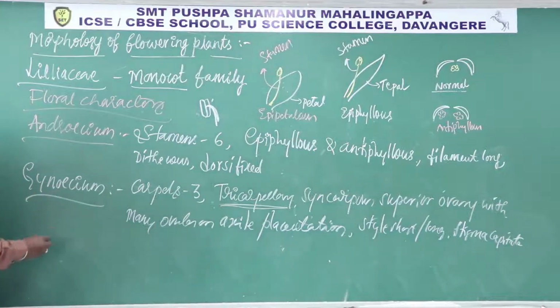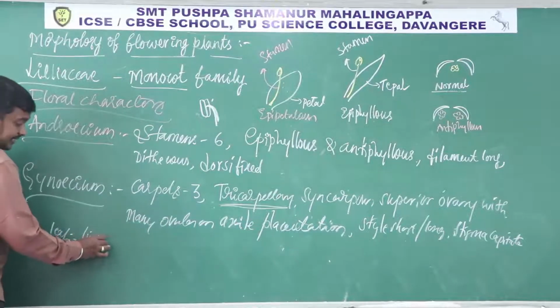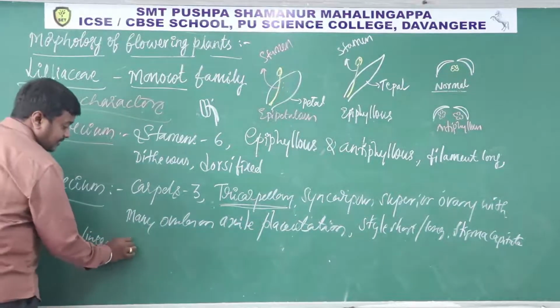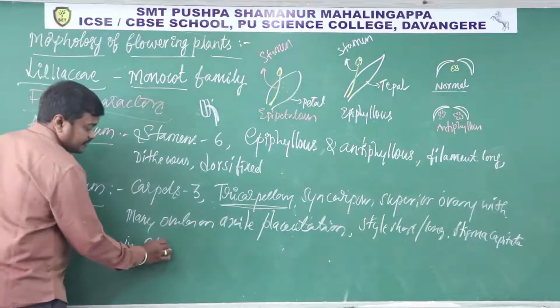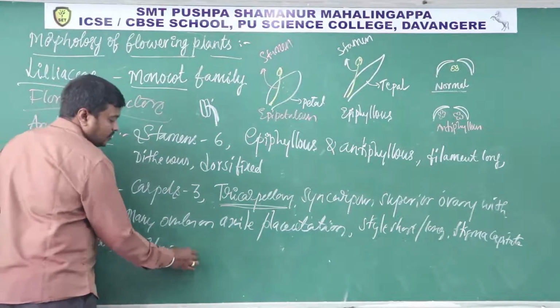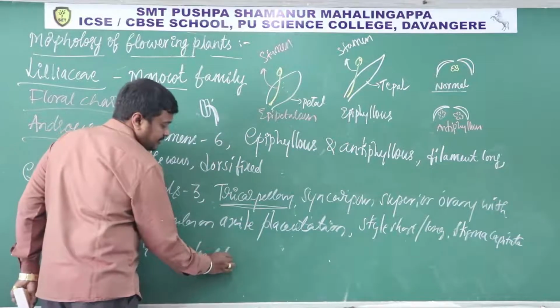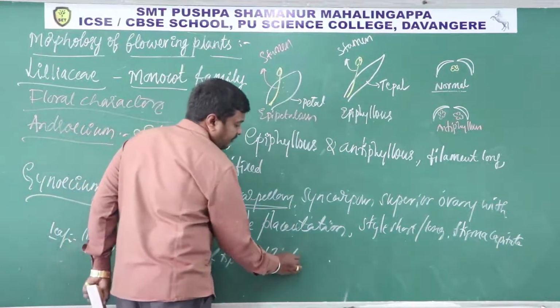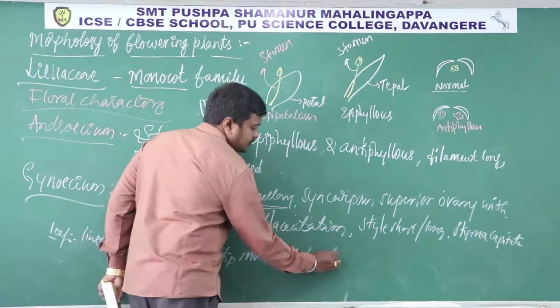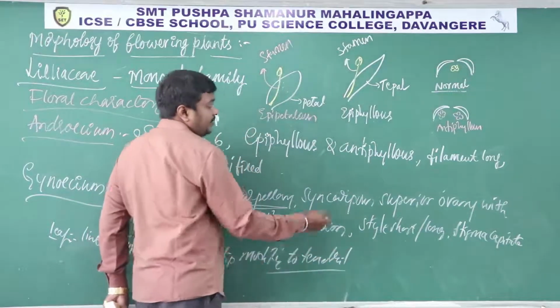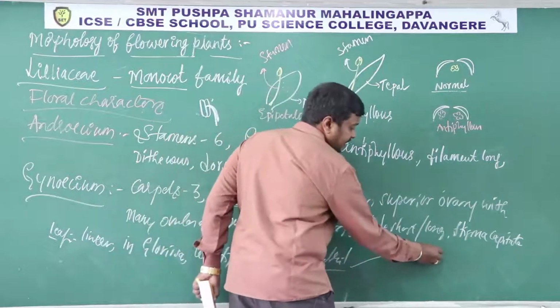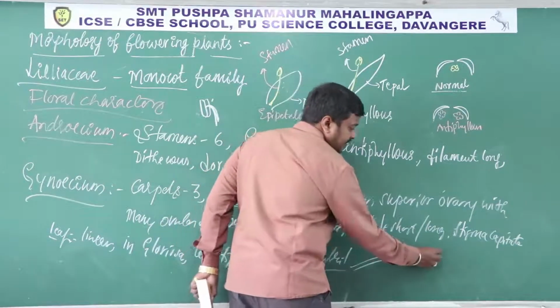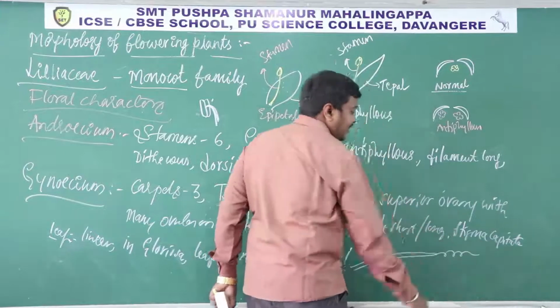And leaf character. So one more important point, actually I forgot it. So in leaf character, leaf is already told, the technical term is linear. And in Gloriosa, the leaf tip is modified to tendril.